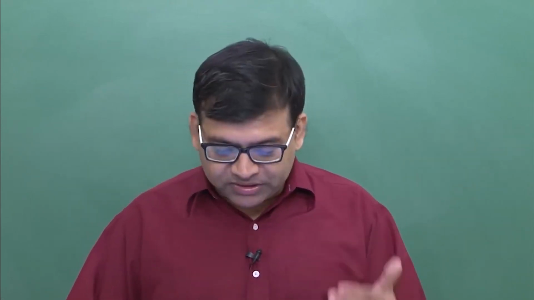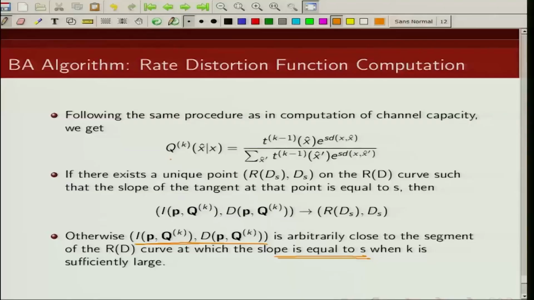So to summarize, we have given example 1 for the case of computation of channel capacity, and shown how we can iteratively compute it. Similarly for the rate distortion function, we initially start off with some strictly positive value of Q of 0, and then we use that to compute T of 0, and then we use T of 0 to compute Q of 1, and we proceed in an iterative fashion to compute the rate distortion function.